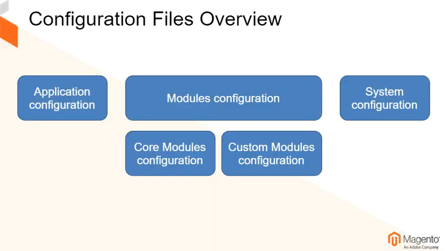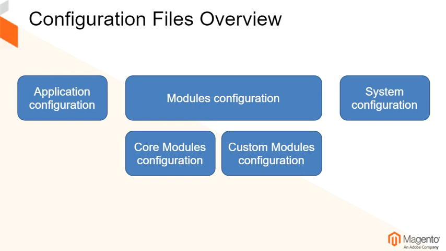Magento is a highly configurable system. Many different configuration files and configuration options exist in Magento. Overall configuration can be broken into three major groups. Application configuration includes configuration files which define Magento instance settings, such as database connection, cache configuration, Magento mode, and so on.